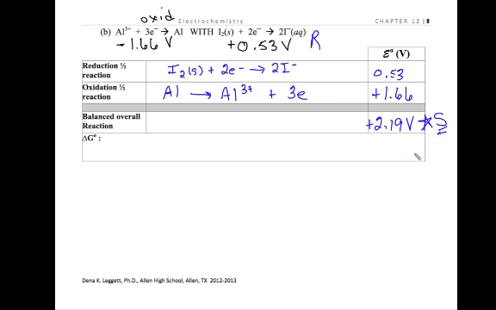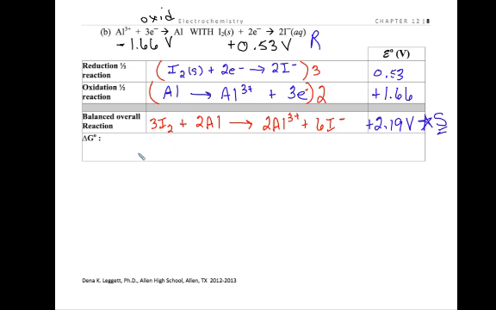We want to balance this, so we would have to multiply this by 3 and the aluminum by 2. And so our balanced overall reaction would be 3 iodines plus 2 aluminums. The electrons cancel. We set those up to cancel. That will give us 2 aluminum ion plus 6 iodide ions. So we're balancing very simple ones for now.